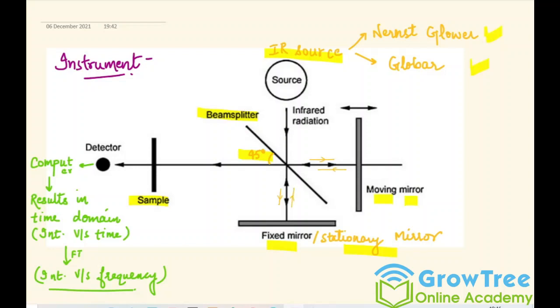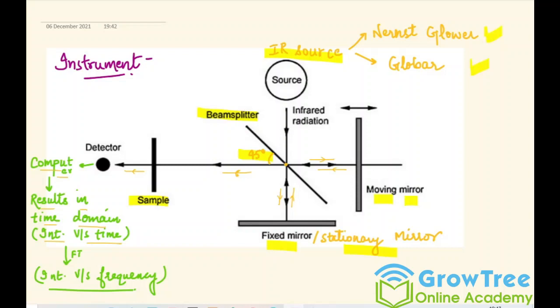The reflected light will combine on the beam splitter, and that light will be passed to the sample holder. The sample will absorb a limited amount of light, and the rest of the light will go to the detector. The detector will detect the signal and send it to the computer. In the computer, we will get results in time domain. That means the spectra will be between intensity versus time.